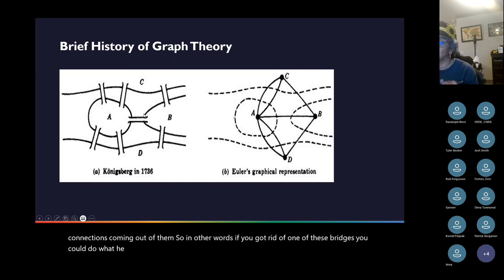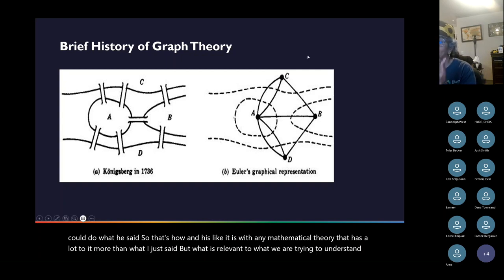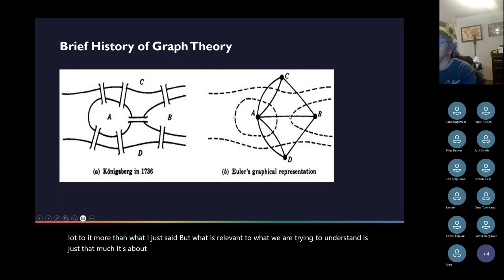Like any mathematical theory, it has a lot more to it than what I just said. But what is relevant to what we are trying to understand is just that much. It's about nodes, edges, and the connections. And these are the terms that Leonhard Euler invented back then.